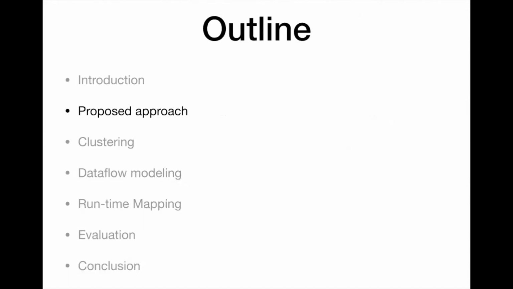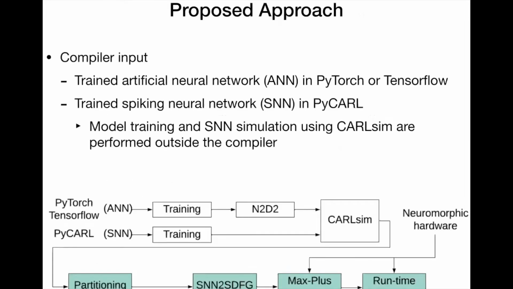With this understanding, we now present the outline of today's talk. We will talk about the proposed approach and our three key contributions, which is the clustering technique, the data flow modeling technique, and the runtime mapping technique. And then we will present the evaluation and finally the conclusion. So our proposed approach is shown towards the bottom of the slide, out of which the colored boxes are the key contributions which are part of our compiler toolchain.